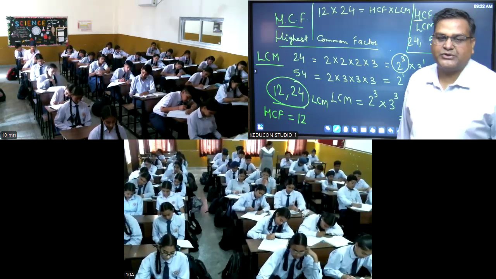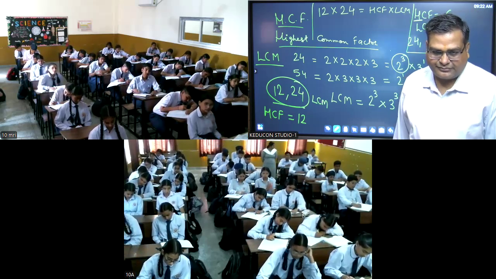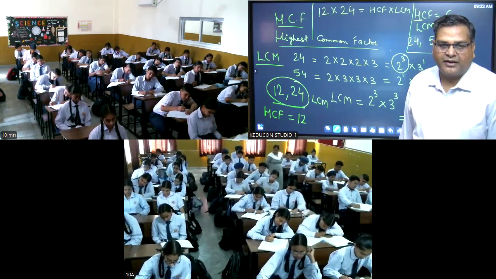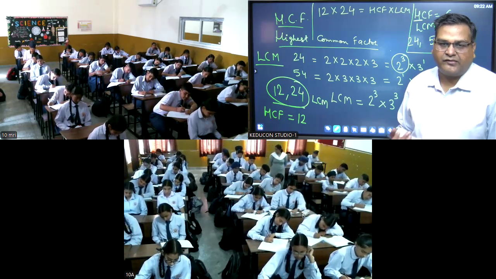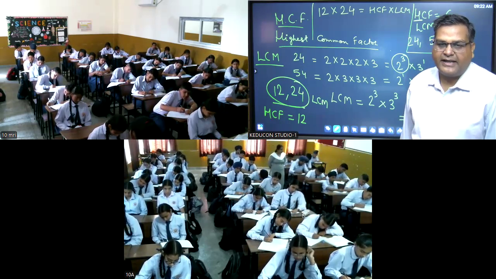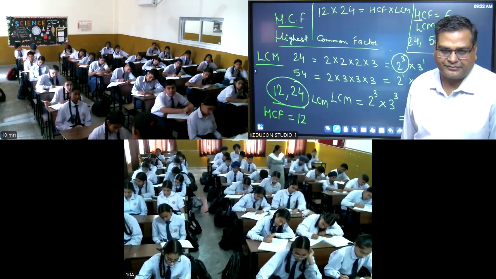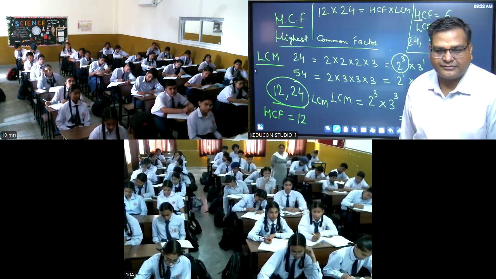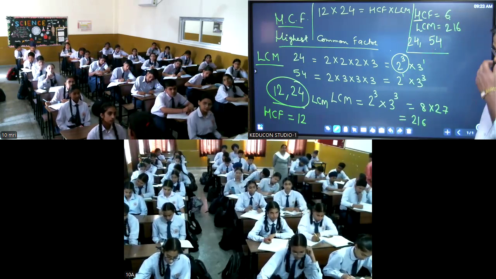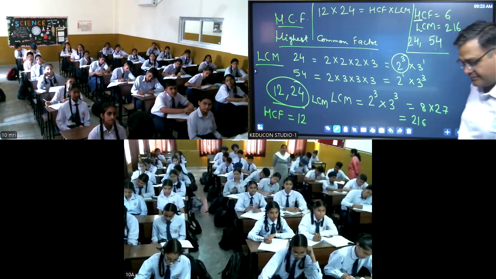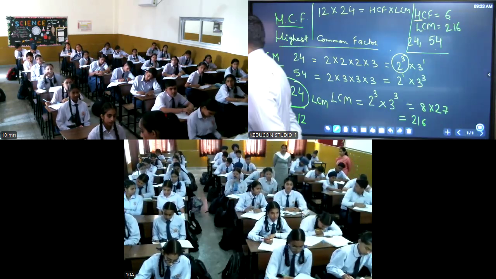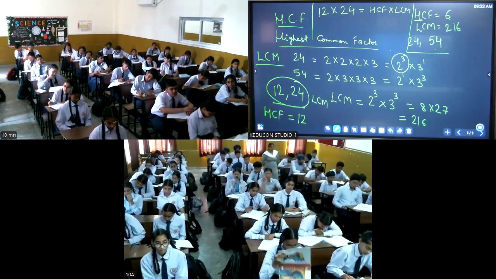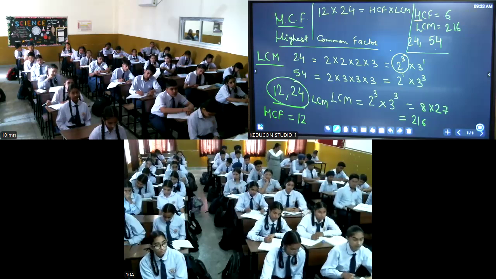There may be some MCQs on this formula. The product of the numbers is equal to the HCF of the numbers multiplied by the LCM of the numbers. Is this clear, children? Anything not clear till now? Yes, students. कोई डाउट है तो बताइए जी.